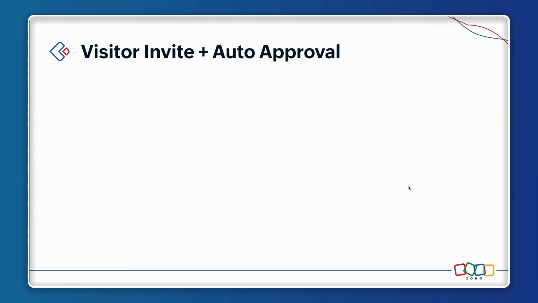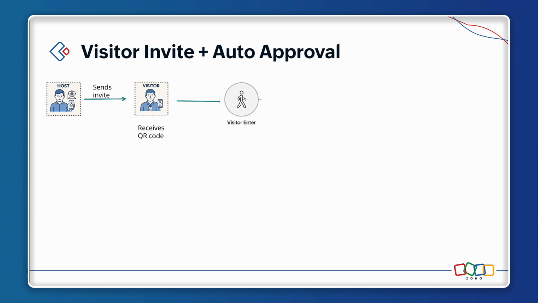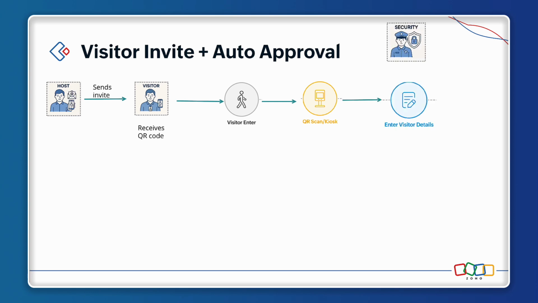Now the next flow is visitor invite plus auto approval process. There is an option called auto approval. What happens when you enable this auto approval process? The HR will send an invite to all the candidates. That is, the host will send an invite to the visitor. They'll receive the QR code, and with the QR code, the visitor will enter the organization or the gate, and the security will scan the QR code, and without the host's approval, they can do the check-in for the visitor.